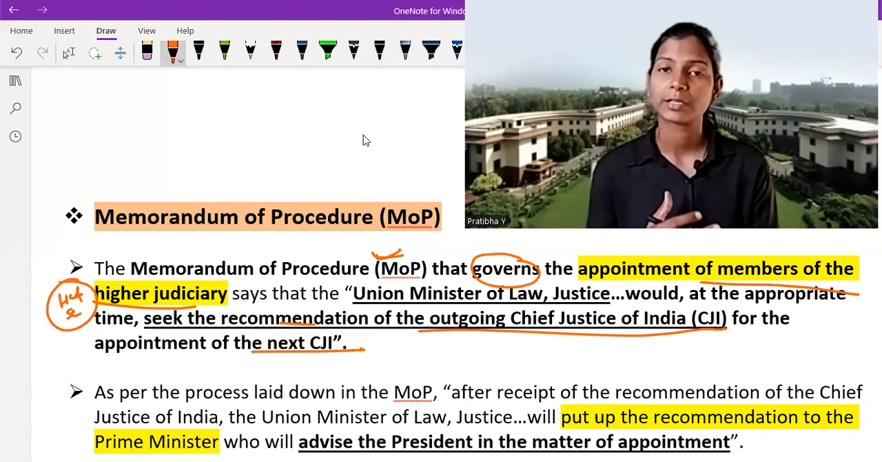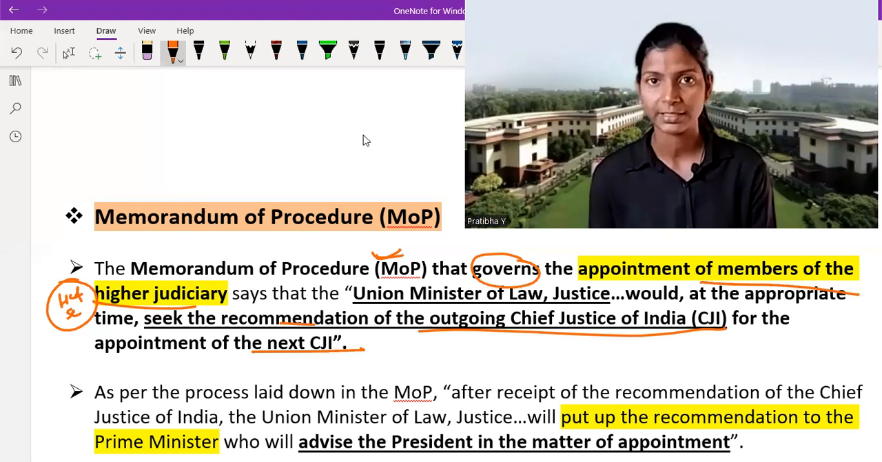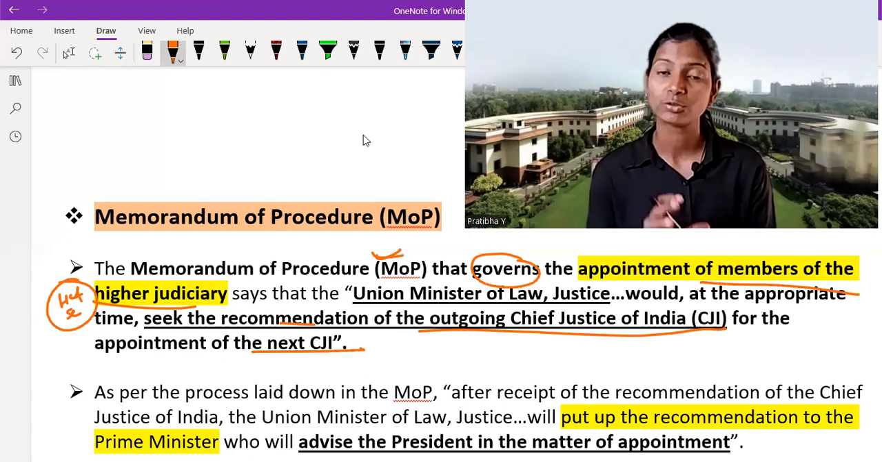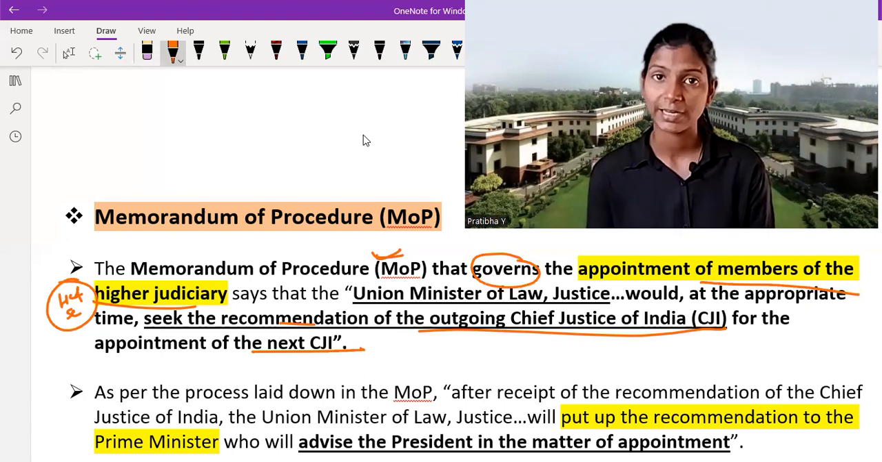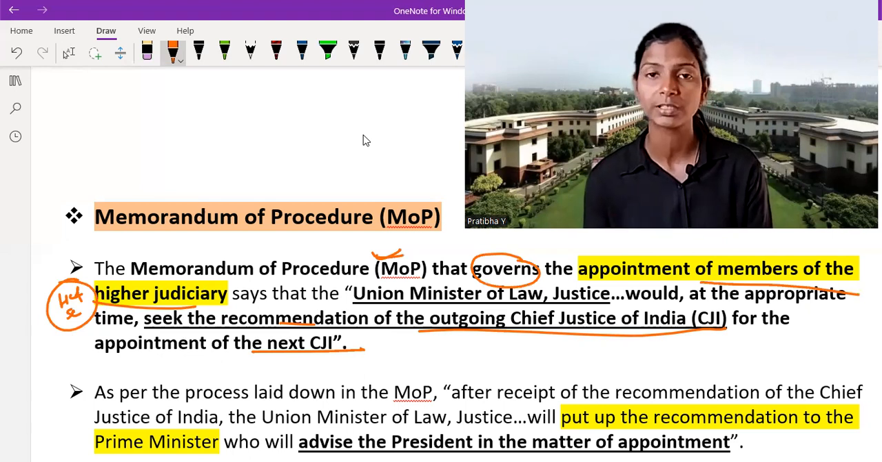So if the central government wants to appoint a next CJI, then the Memorandum of Procedure says that the Union Minister of Law and Justice, at an appropriate time, seeks the recommendation of the outgoing Chief Justice of India in terms of appointing the next CJI.